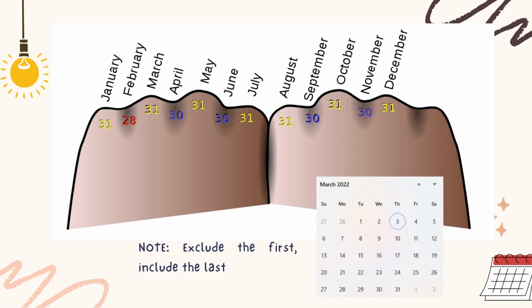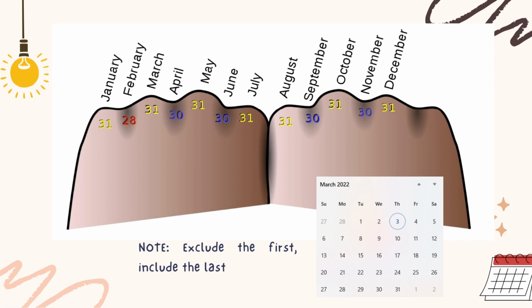Okay? Additional reference. I'm sure you already know, or maybe the majority of you know, how to identify which months have 31 days. We use the knuckles and the gaps between the knuckles on our hand. The knuckles are the months that have 31 days. The dips between the knuckles, the holes, are the months with 30 days, or in the case of February, 28. Again, note: exclude the first, include the last when counting days.